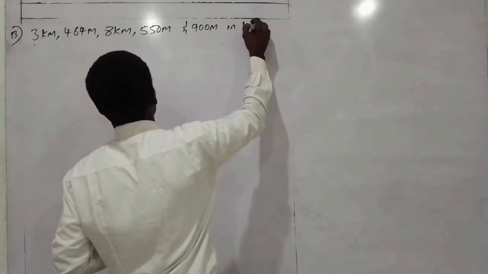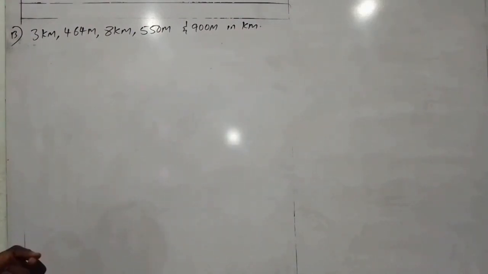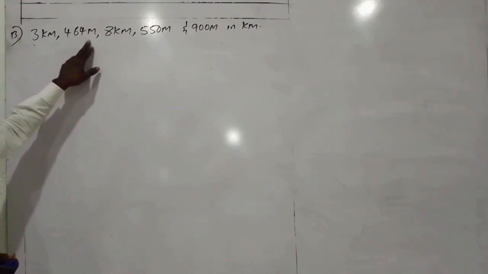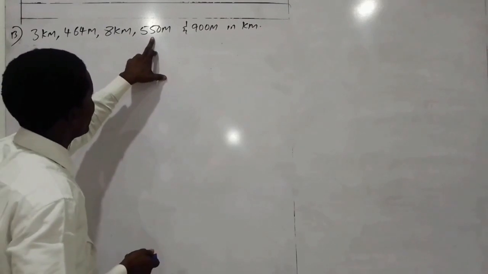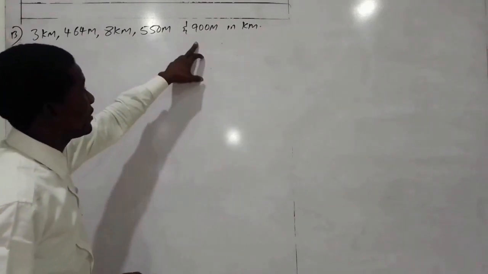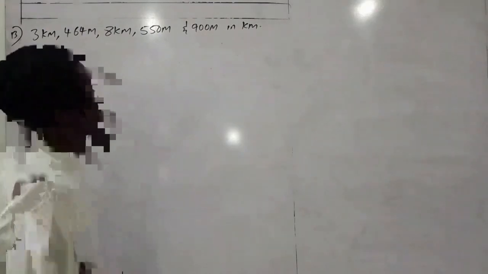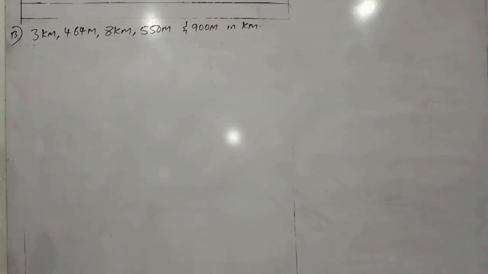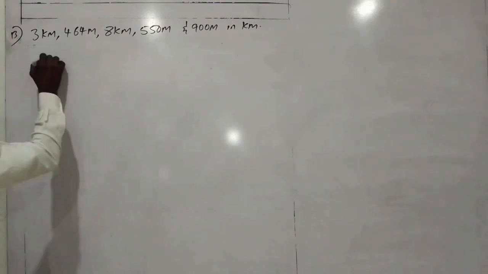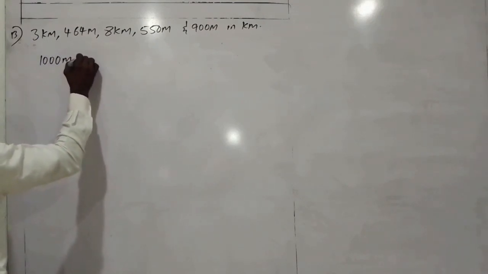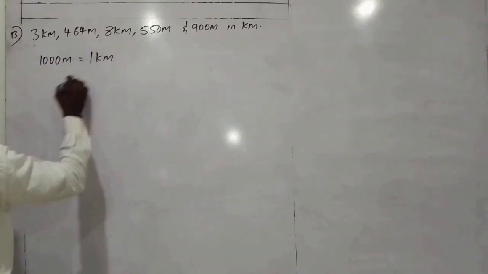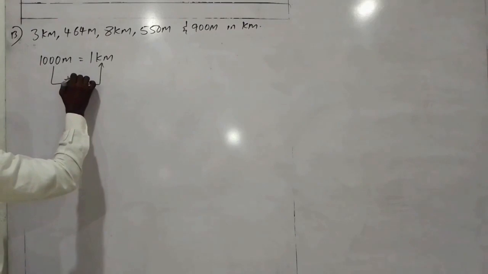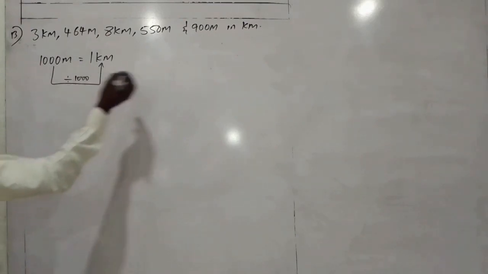The question says we should find the total length of 3 kilometers, 464 meters, 8 kilometers, 550 meters, and 900 meters. Now, before we do anything here, we need to recall how many meters make 1 kilometer. 1,000 meters equals 1 kilometer. So if we are converting from meters to kilometers, we are dividing by 1,000.